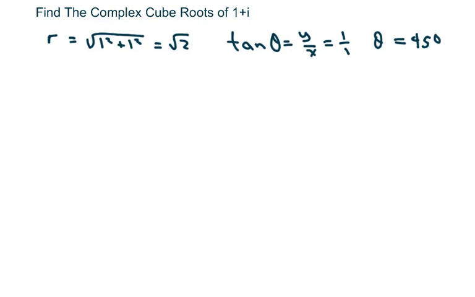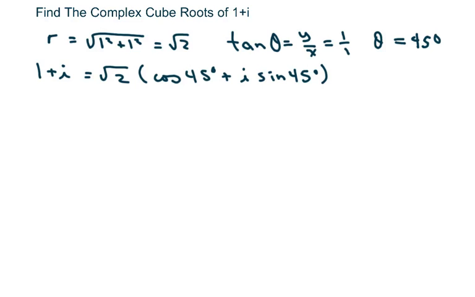So if I write my argument in degrees, I have the square root of 2 times cosine of 45 plus i times sine of 45 degrees.